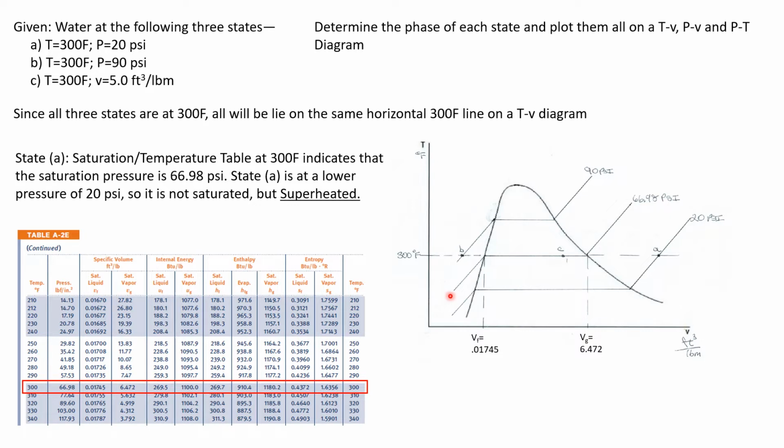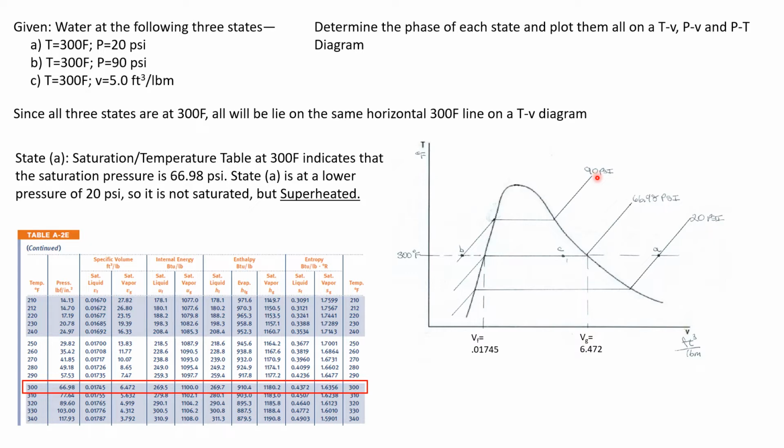So this 66.98 psi line goes up to the right, goes under the vapor dome, lying on top of the 300 degree Fahrenheit line, and then up to the right again. Now we also had pressures of 20 and 90 psi. Well, I can lay those in because 90 psi is above 66.98 and 20 psi is below 66.98. So I'm going to go ahead and draw in this 20 psi line and this 90 psi pressure line.